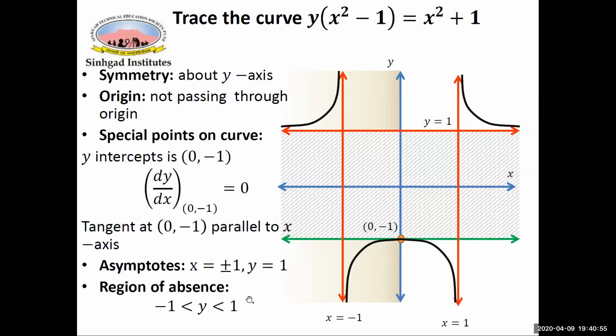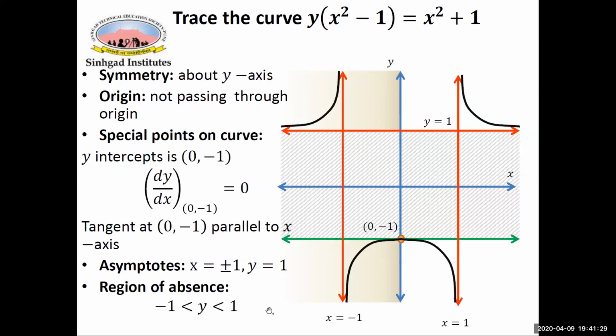Now, so many points we got, so we have to divide the plane very nicely into distinct parts. First is the line. This is your x-axis, y-axis. This is the line x equal to 1, x equal to minus 1. Then the asymptote y is equal to 1 we have drawn. So this way we have the region divided into so many parts.